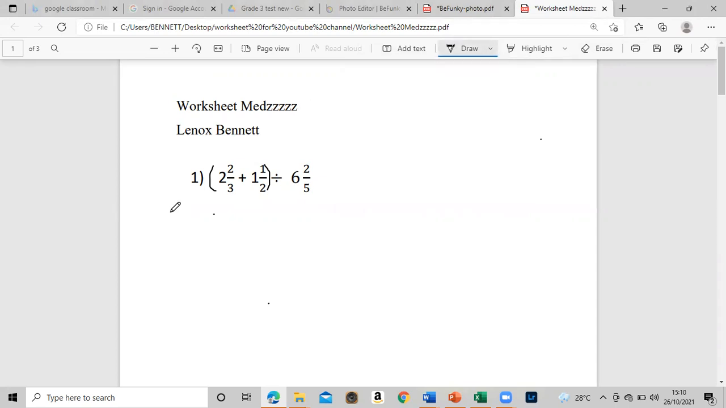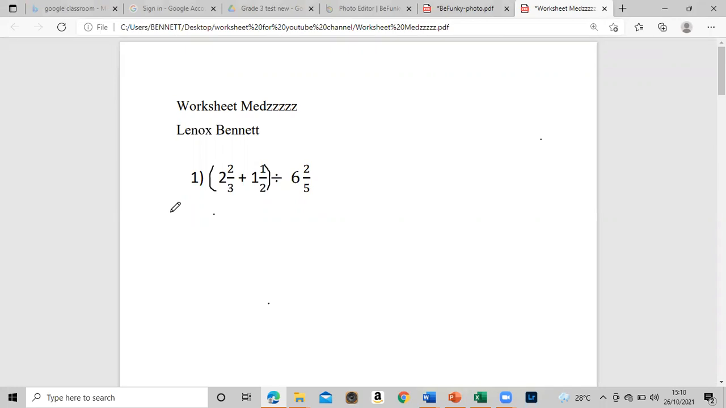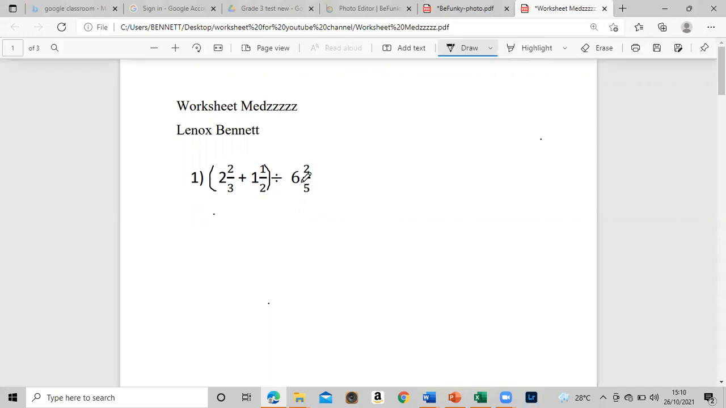Alright guys, so without further ado, we have 2 2/3 plus 1 1/2 divided by 6 2/5. Again, I encourage you to try it before me. This is actually a line drawn over 6 2/5, but I couldn't bother to type it up, so let me just put divide and then put this in a bracket. That shows that the bracket means you must work out the bracket first. The question might look something like this in real life, but it means the same thing.